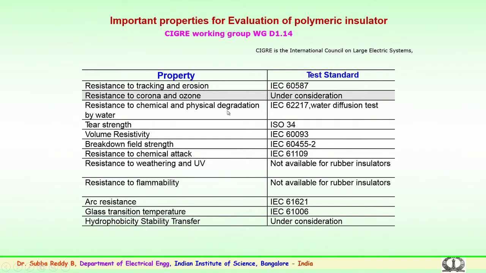So, when you look into the 12 properties mentioned here by the CIGRE working group, out of these 12 there are 4 which are not yet standardized. That is, resistance to corona and ozone, resistance to weathering and UV, that is the climatic effect of ultraviolet and weathering conditions, then resistance to flammability, then hydrophobicity. These are 4 important parameters for which standards have not been evolved, and these have to be considered at laboratory level before the performance of the polymer materials is tested in the long run in service.